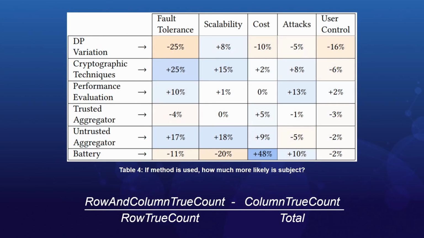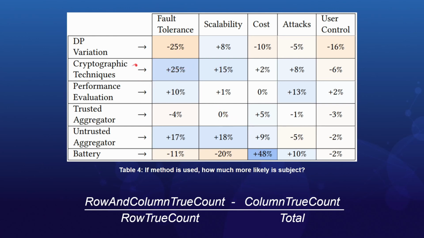Now, after seeing these correlations, I was curious if there might be a better way to illustrate the connection between certain methods and the subjects that are discussed because of them. In this table, you can see how much more likely a certain subject in the columns is when a certain method in the rows is used. Here it becomes especially apparent that if battery load hiding methods are used, then the likelihood that the paper discusses the cost goes up 48%. So if somebody was using a battery method, they were much more likely to discuss the cost.